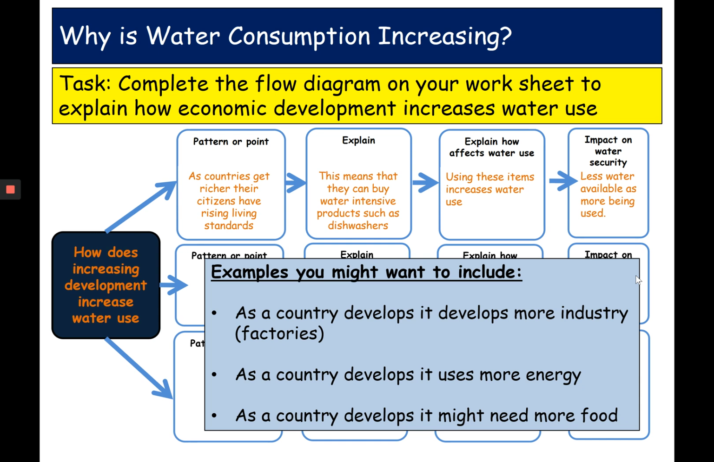And thirdly and finally, I've put there that as a country develops, it might need more food. And water is key for the production of food, whether that's growing crops, whether that's feeding animals, they're all important. So just pick 2 of those or 2 of your own examples from that previous page and use those to fill in the flow diagram on the sheet.